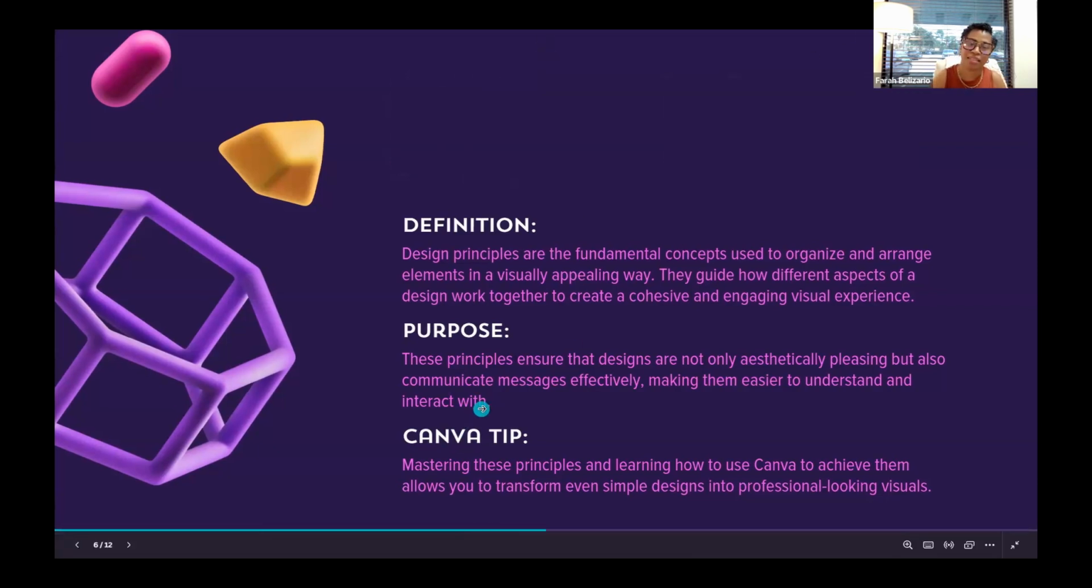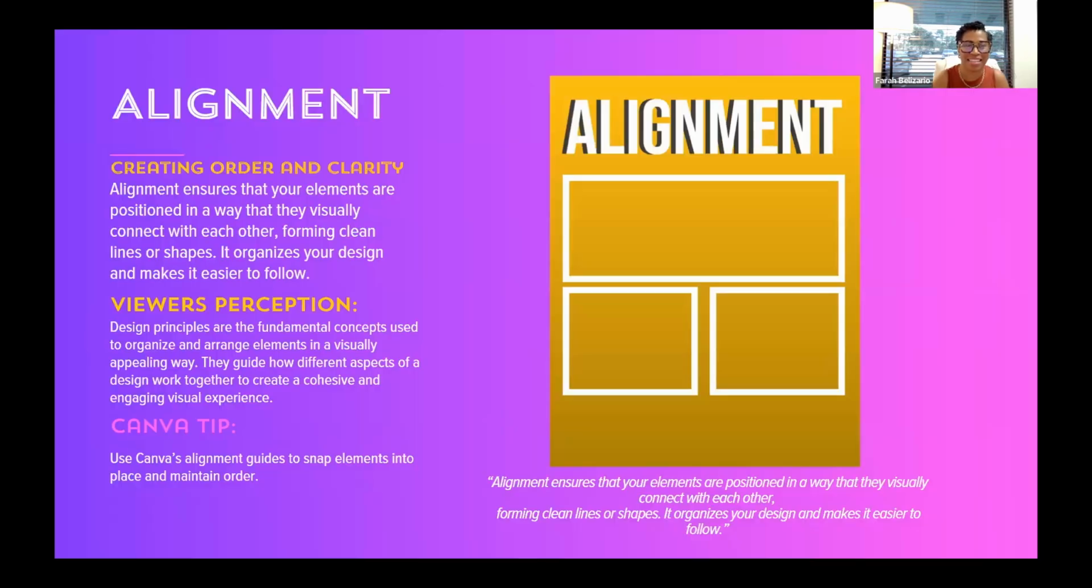Let's do this. Oh, there's so much animation on these. All right, so our first design principle that we will talk about is alignment. The design principle of alignment is creating order and clarity. Aligning elements gives the viewer an idea of where to start looking at a design.